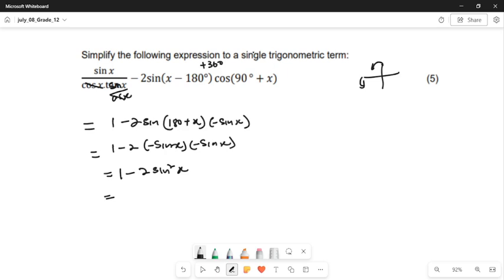and simplify to a single trigonometric term. So this can be rewritten as cosine. Is it a double angle of cos? No. Is it? It's cosine 2x. Yeah, and that's it.